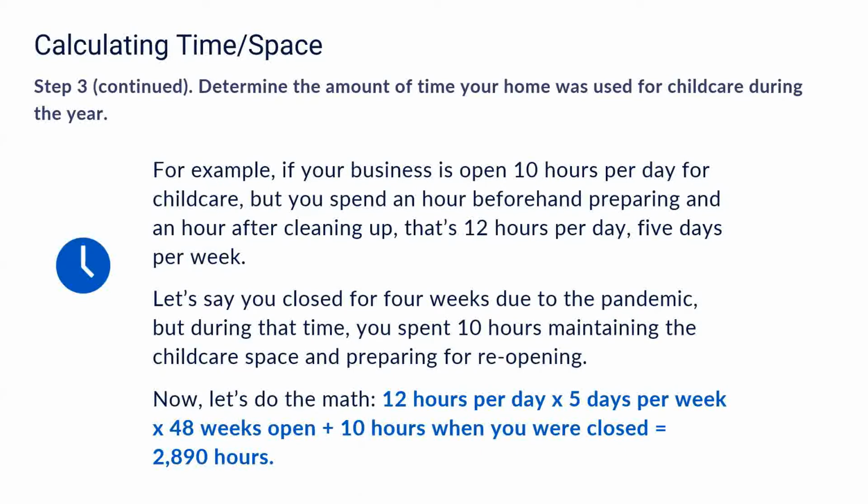Now let's do the math. 12 hours per day multiplied by 5 days per week, multiplied by 48 weeks open, and then you'll add your 10 hours from when you were closed, but still preparing, and that adds up to 2,890 hours. So that is the amount of time that your home was used for childcare during the year.